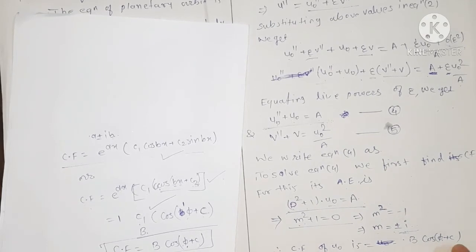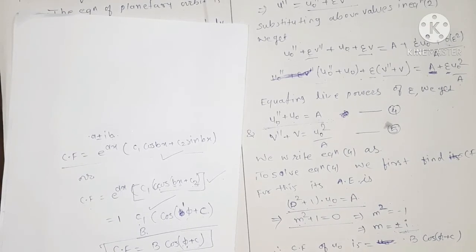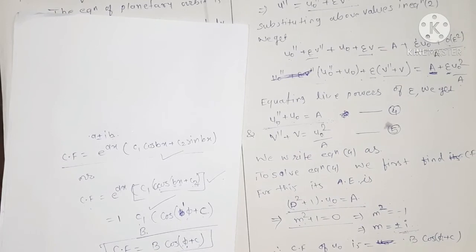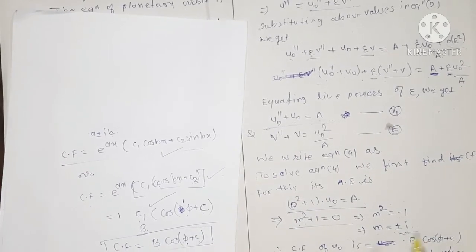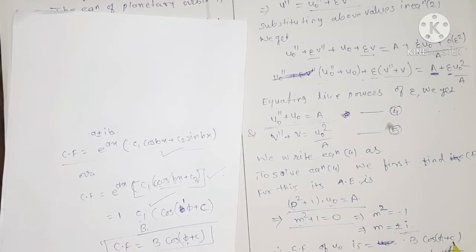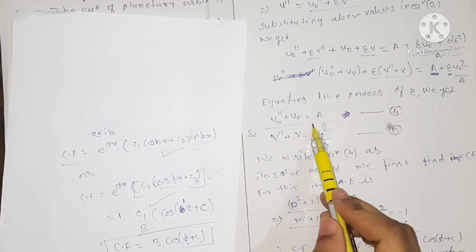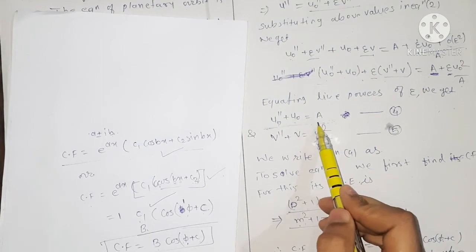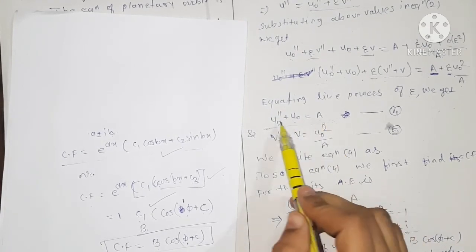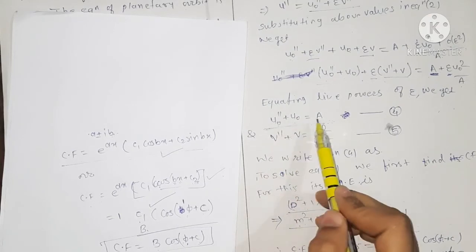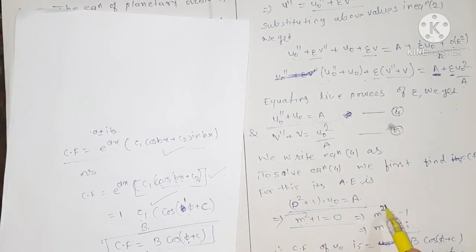And now we solve for the particular integral. Okay, so we mention here that B and C are constants. Now we solve this. Again, as the right side is not equal to 0 here, this is a non-homogeneous equation, and for a non-homogeneous equation we have to find the particular integral. So we find the particular integral of u0 double dash plus u0 equals A for this equation.